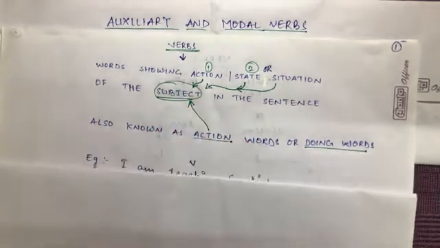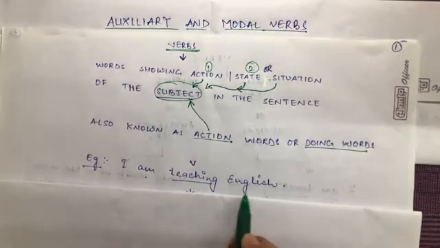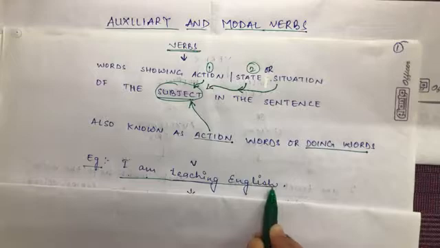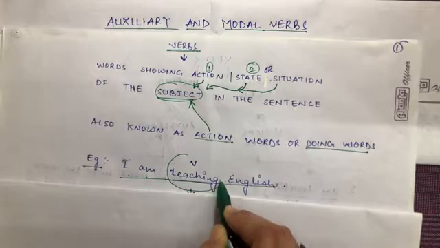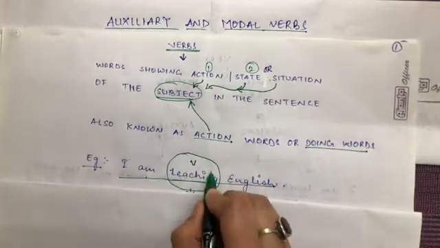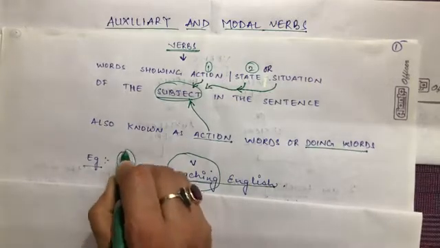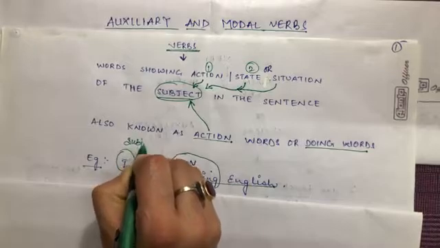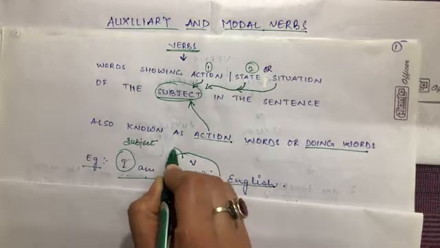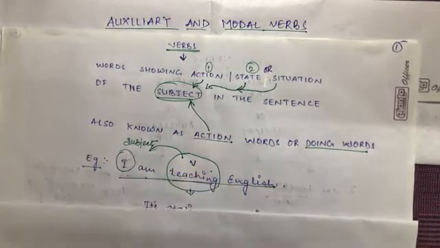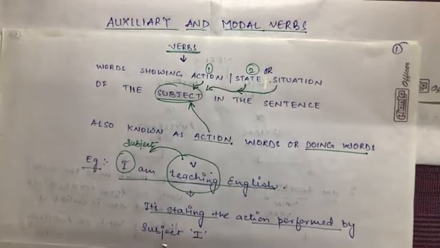Now let's take up an example. I am teaching English. In this sentence, teaching is the verb because this word teaching is denoting the action which is performed by the subject I. I here is the subject and teaching shows the action performed by this subject I.